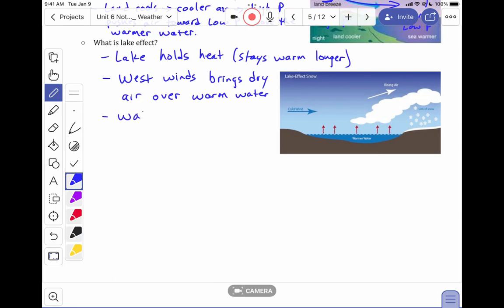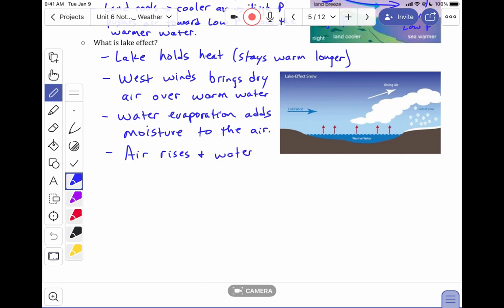evaporation from the warmer water adds moisture to the air. And when that happens, our air rises because the air is getting warmer from that warm water, and water vapor condenses. And that's going to give us clouds.